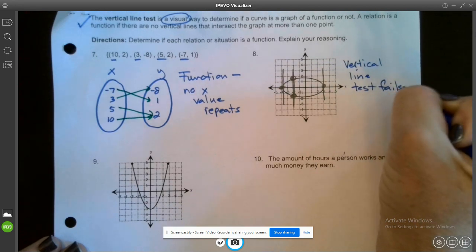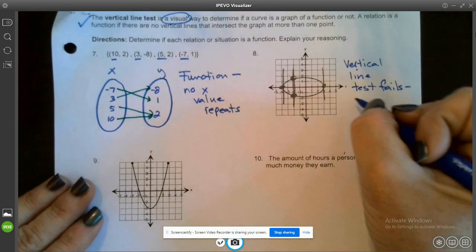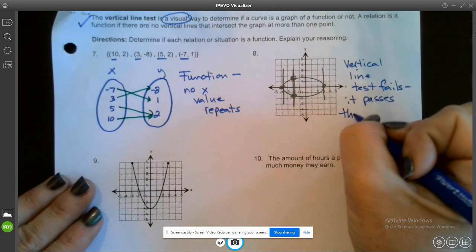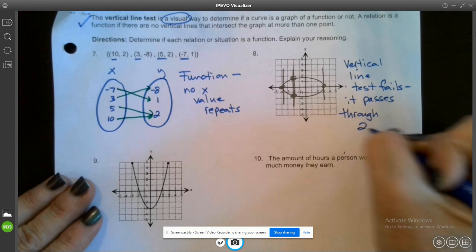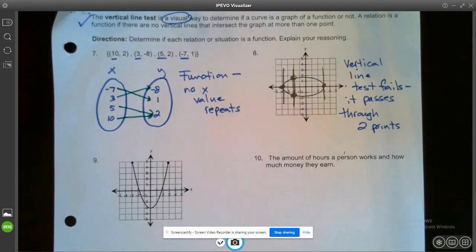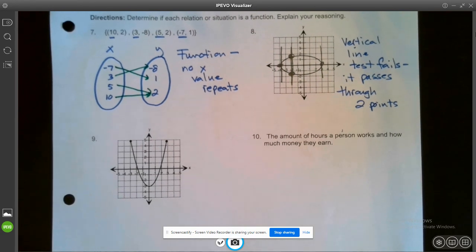I feel like I'm giving it a big stamp. I feel bad. It passes through 2 points. Okay. And that's actually how easy it is. You might be like, no, it's not that easy. Yeah, it is. Okay. And maybe 8 is easier to understand when we look at 9.